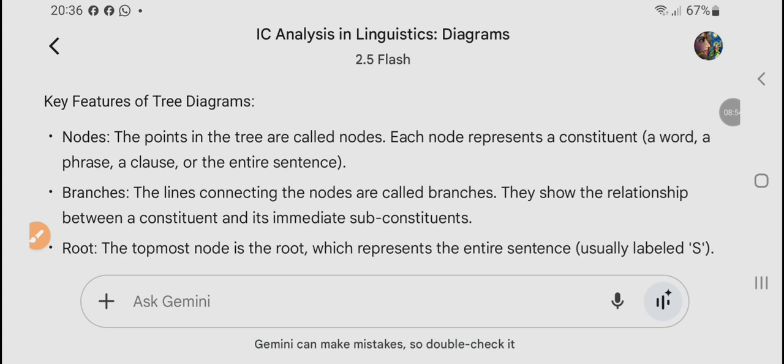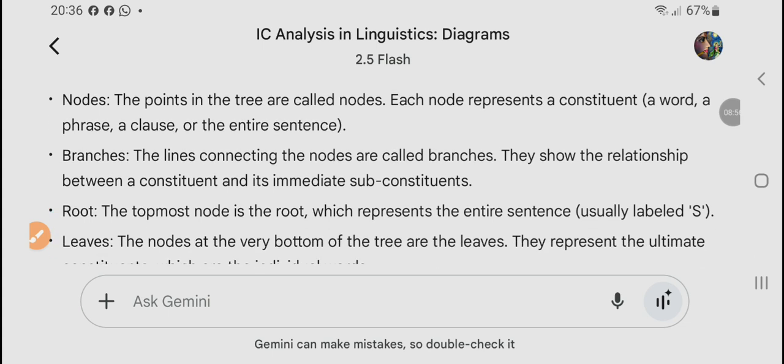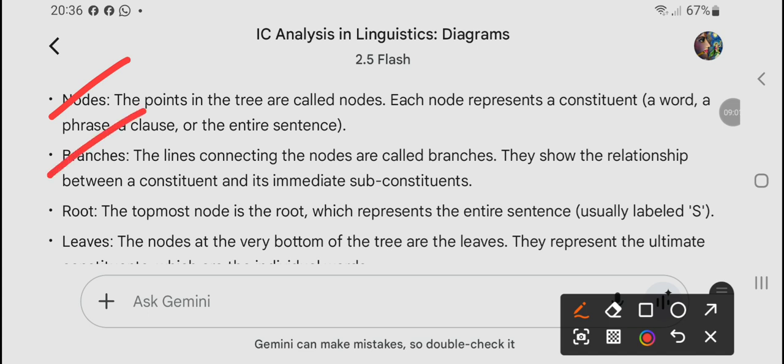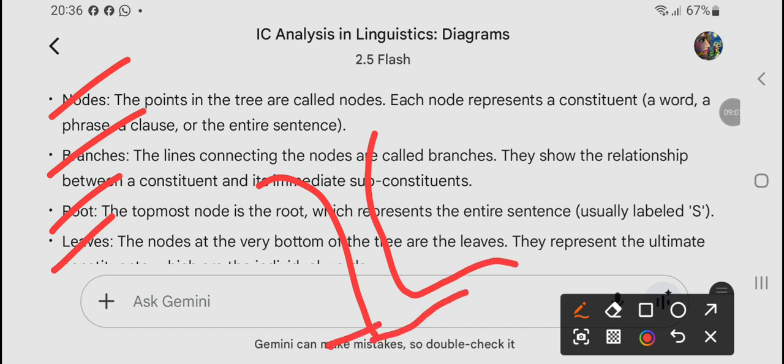So what are the key features of a tree diagram? These are the key features: nodes, branches, root and leaves. So again I'm making the same diagram. This is the root. This is the root.